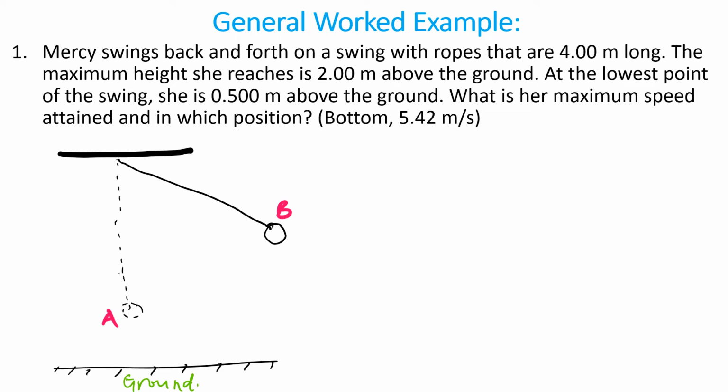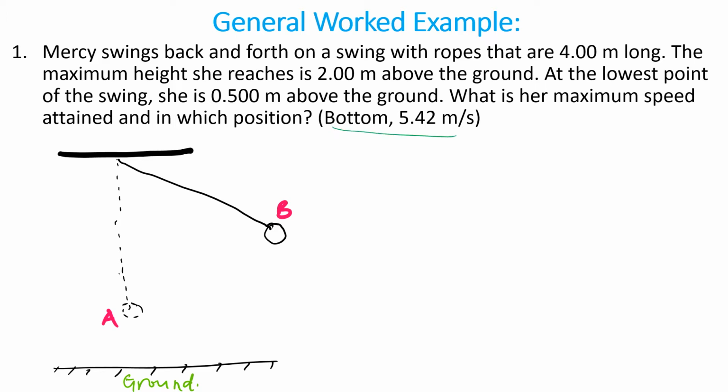Welcome to this next example, which reads: Massey swings back and forth on a swing with ropes that are 4.00 meters long. The maximum height she reaches is 2.00 meters above the ground. At the lowest point of the swing, she is 0.500 meters above the ground. What is her maximum speed attained and in which position? So that's the question. These are answers that we must prove.